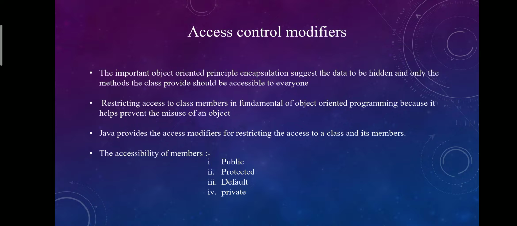Access control modifiers. The important object-oriented principle of encapsulation suggests that data should be hidden and only the methods the class provides should be accessible to everyone. Restricting access to the class members is fundamental in object-oriented programming because it helps prevent misuse by other objects. So the access modifiers are public, protected, default and private.